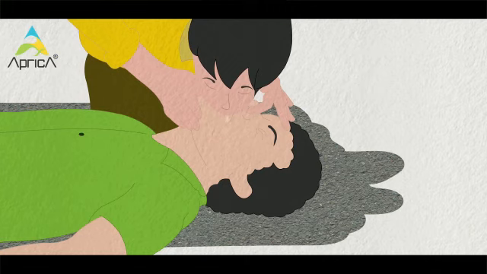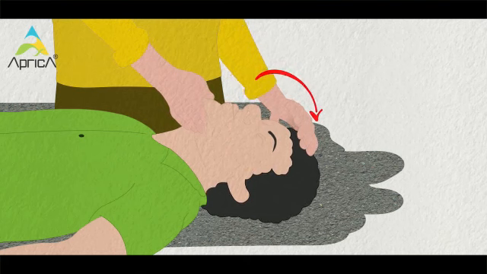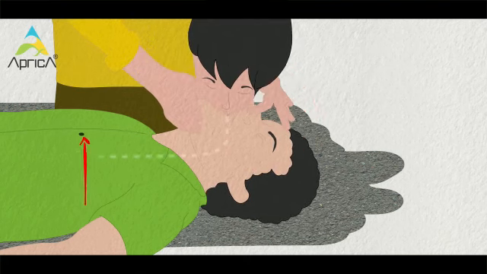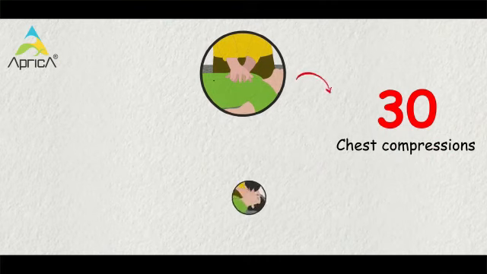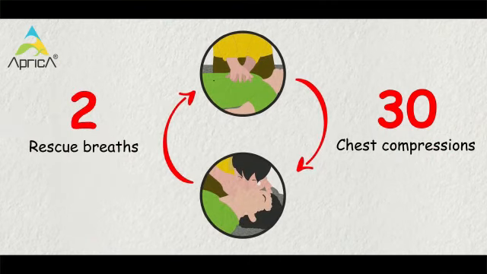Give the first rescue breath, lasting 1 second, and see if the chest rises. If it does rise, give the second breath. If the chest doesn't rise, give the head tilt and chin lift maneuver and then give the second breath. 30 chest compressions followed by 2 rescue breaths is considered one cycle.